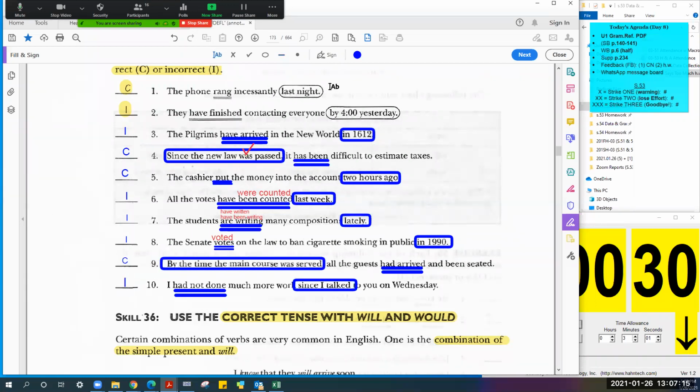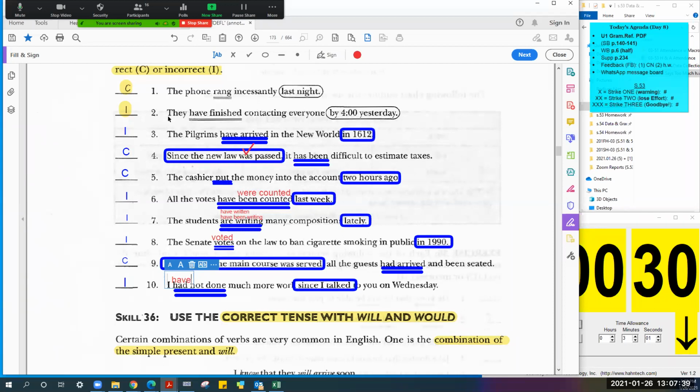How do I fix it, by the way? What's the correct way to correct it? I have not done much. I haven't done. Present perfect. I can just change the auxiliary. Okay? Do you understand, gentlemen?